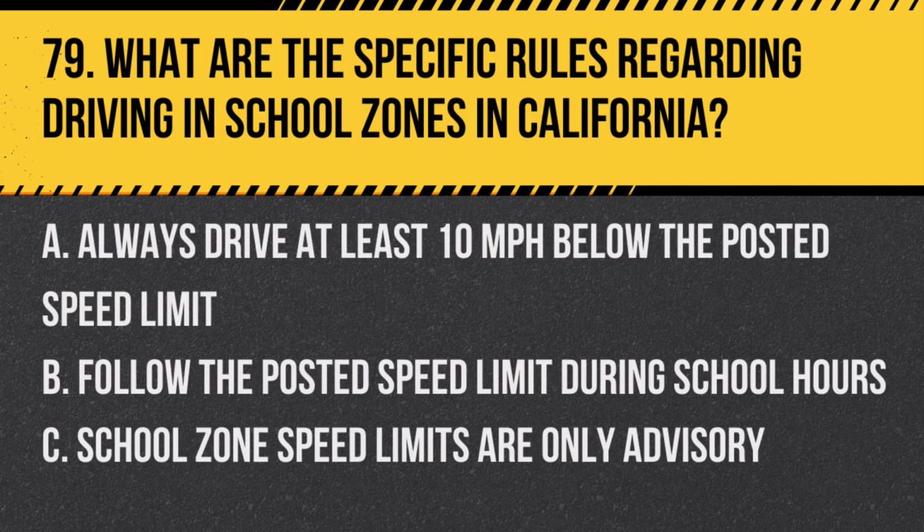Question 79. What are the specific rules regarding driving in school zones in California? A. Always drive at least 10 miles per hour below the posted speed limit. B. Follow the posted speed limit during school hours. C. School zone speed limits are only advisory. Answer: B. Follow the posted speed limit during school hours. These limits are enforced for children's safety.